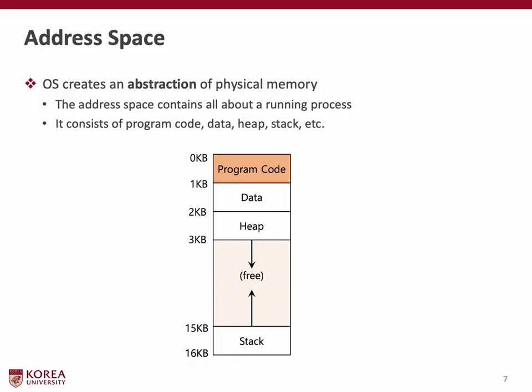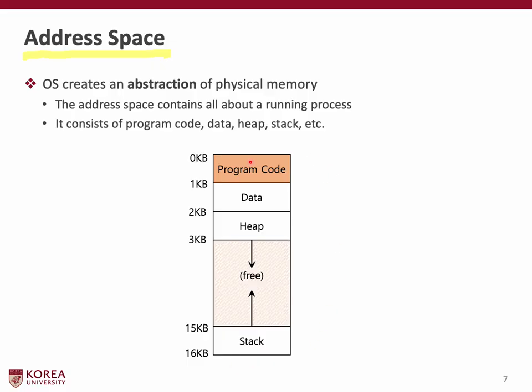To address this problem, the operating system provides a new abstraction of physical memory, which is called address space. Under this abstraction, each process has its own separate address space, and it can access only that space at runtime. Let's take a look at this figure.